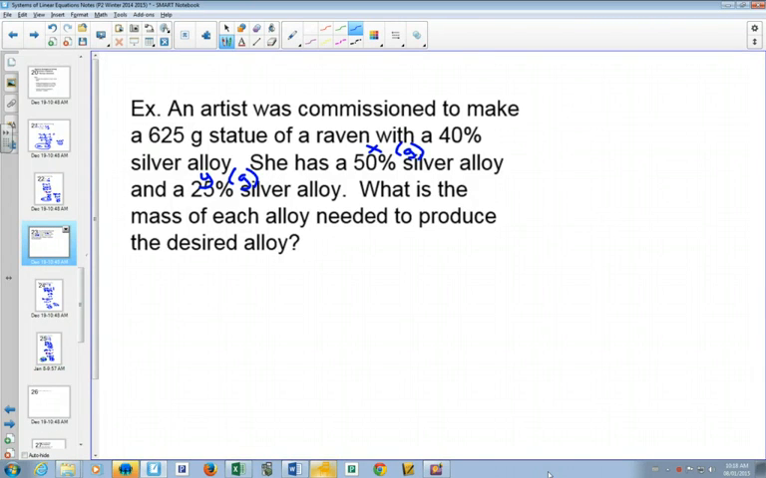It's important not to make x the artist and y the raven, because then it'll be very hard to make this equation. So now we have a certain amount. We're going to need to use a certain amount of this one and a certain amount of this one. What do we know about x plus y? Added together, that's going to be the whole statue, right? How much does the whole statue weigh? Because these are both in grams, the whole statue weighs 625.